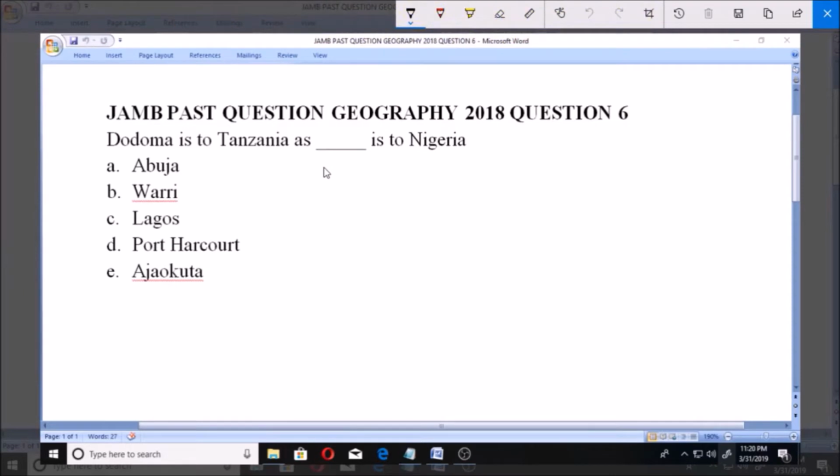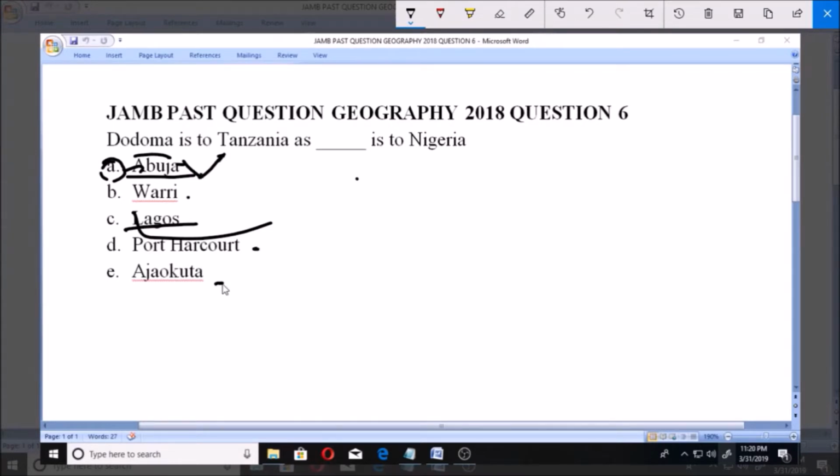Dodoma is the capital of Tanzania. So which of these cities is the capital of Nigeria? We all know that Abuja is the capital of Nigeria. So that makes option A the right answer. Lagos used to be the capital of Nigeria, but currently Abuja is the capital. Warri is in Delta State, Port Harcourt is in Rivers State, Ajaokuta is in Kogi State.